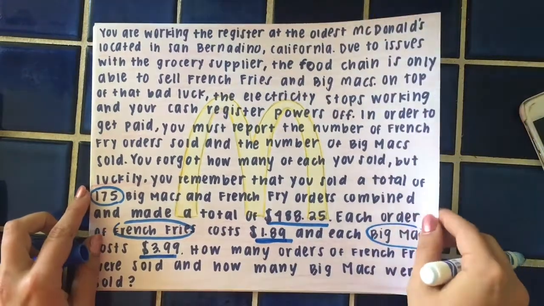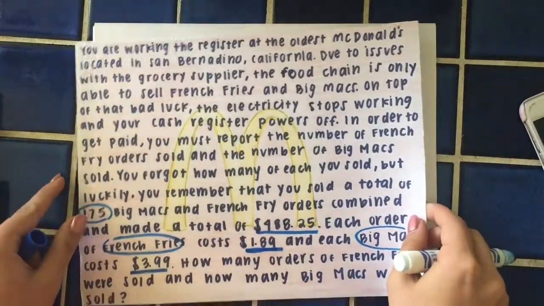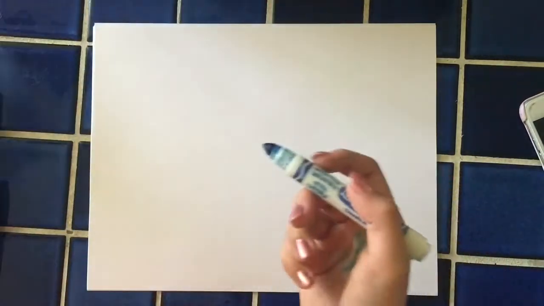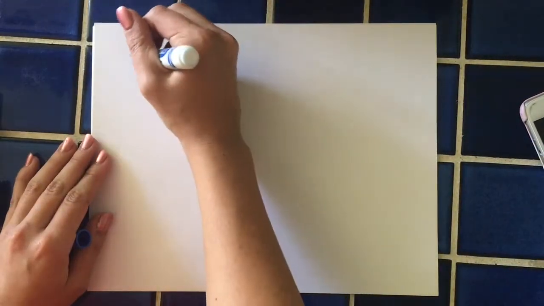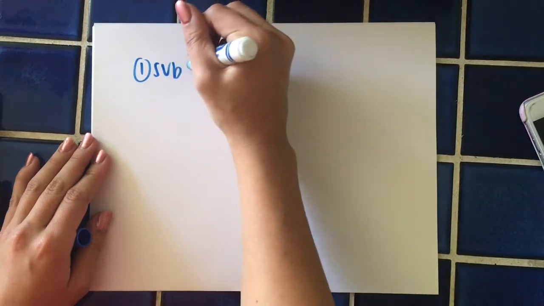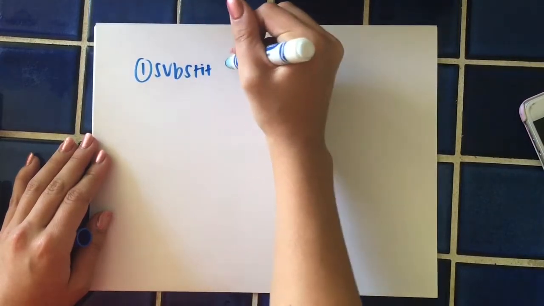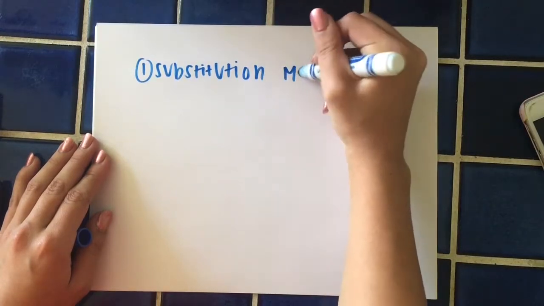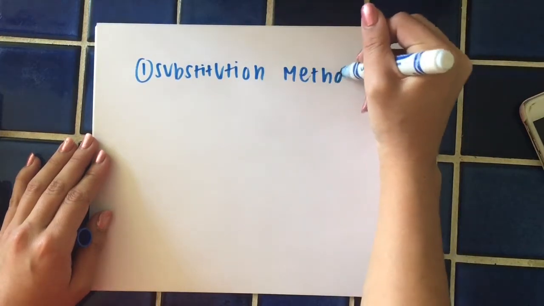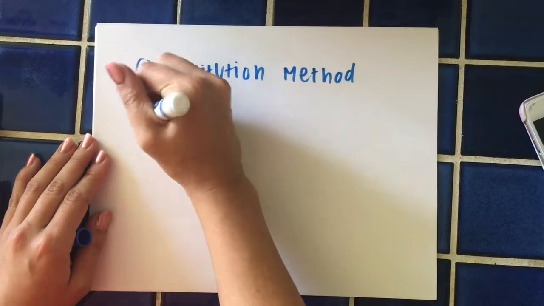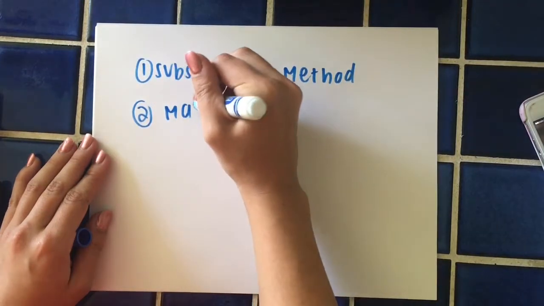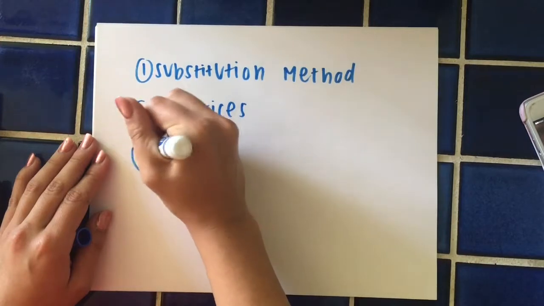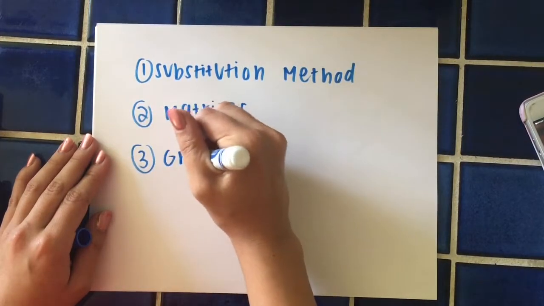So I am going to show you how to solve this problem using 3 different methods. The first one is going to be using substitution method. The second one is going to be using matrices. And the third one is going to be using a graphing calculator.